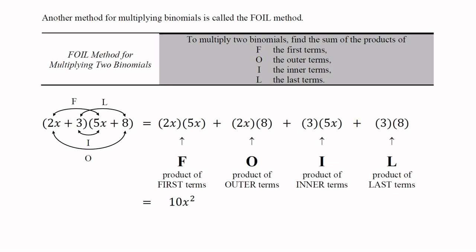Then we multiply each piece out. We get 10x squared plus 16x plus 15x plus 24. And we combine our middle terms to get 10x squared plus 31x plus 24.